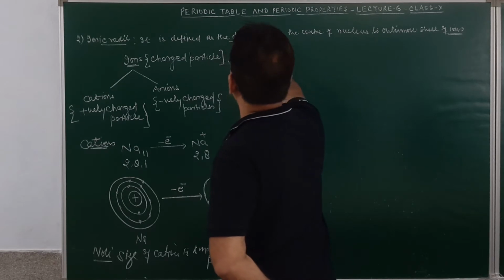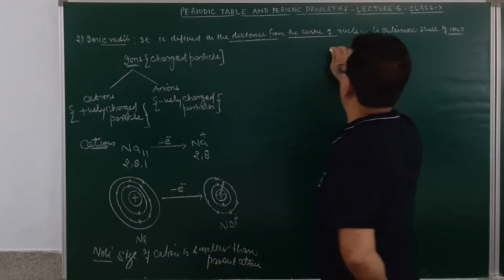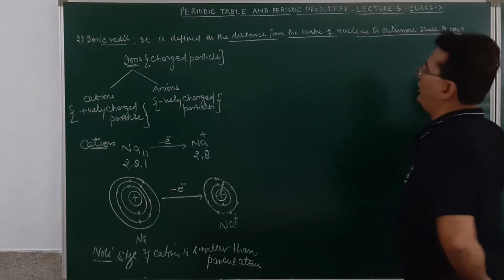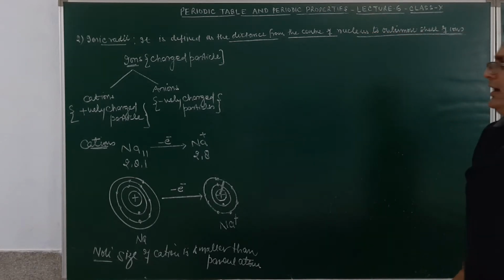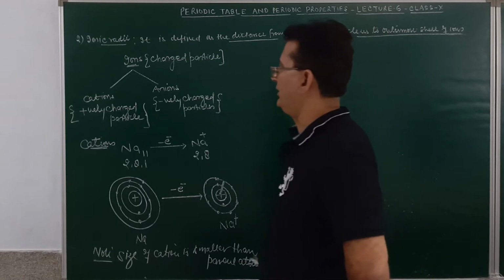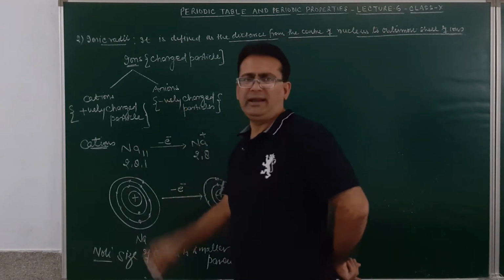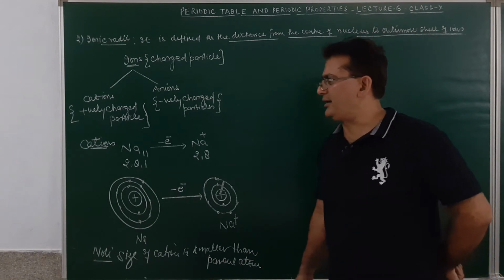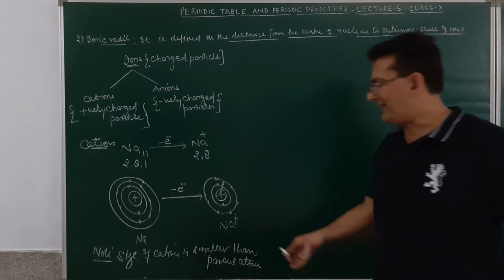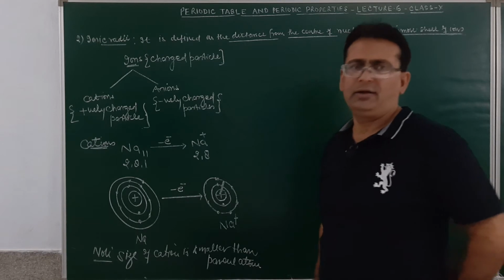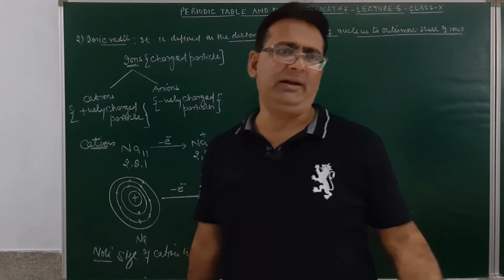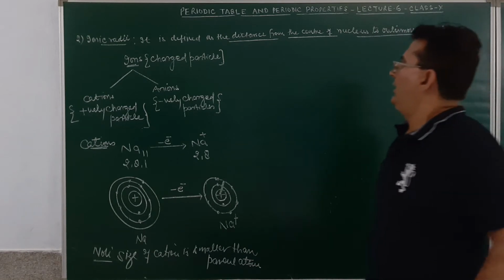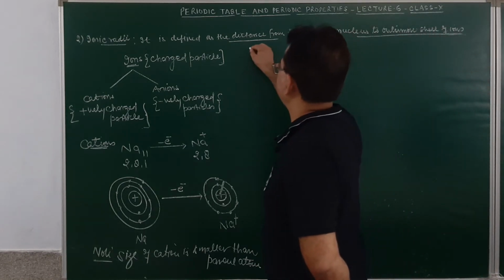It is defined as the distance from the center of the nucleus to the outermost shell of ions. Ions are charged particles. They may be cations or anions. Cations are positively charged particles, anions are negatively charged particles. And the size of cation is always smaller than that of the parent atom. Is it clear? Now, size of anion.